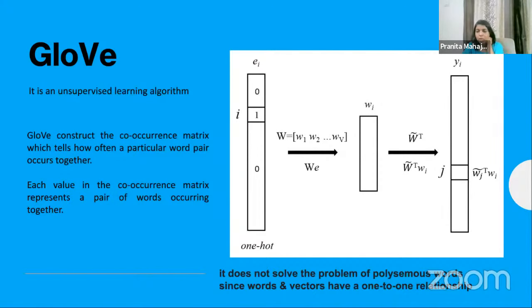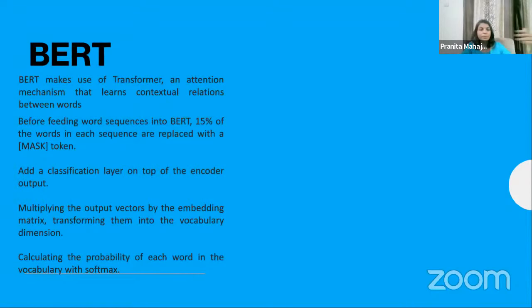this model as well. What is the drawback of this model? It does not solve the problem of polysemy. That means if the same word has different, multiple meanings, then, as the GloVe embedding works on a one-to-one relationship, because it is talking about co-occurrence, it does not work well for polysemy, the words which have multiple meanings.